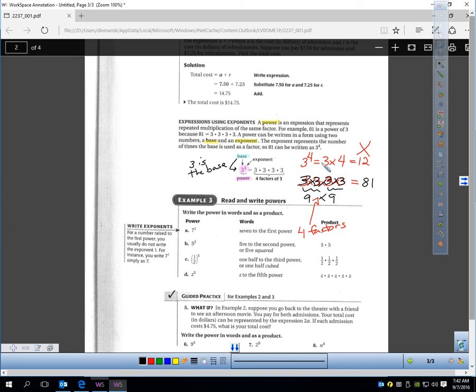So you see, 3 to the 4th power, if you do 3 times 4 is 12, that's way off. The correct answer is 81. Okay?